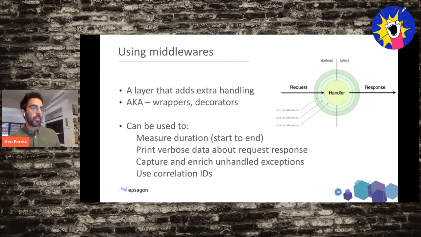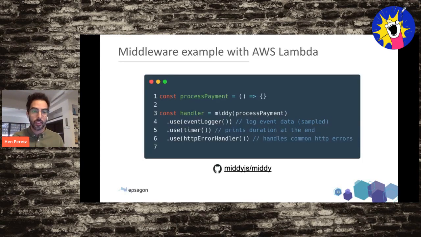Using middlewares is pretty useful to try to identify and handle errors in a stateless environment. The middleware just acts as a layer before and after the request that is being handled by the service. And it can be used for various operations like capturing and enriching exceptions data, and also measuring the total duration and much more.